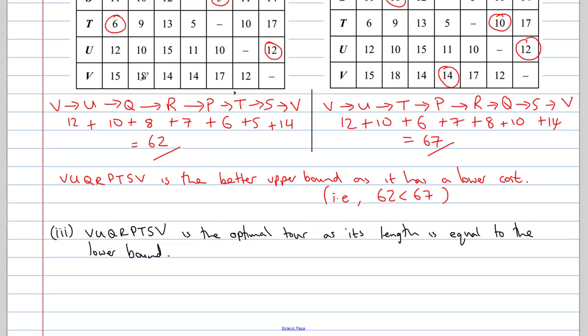Notice that part 2 and part 3 aren't asking the same thing. In part 2 it was just asking which is better out of these two, and then in part 3 we're saying that this is the best possible tour out of any tour because it's equal to the lower bound.